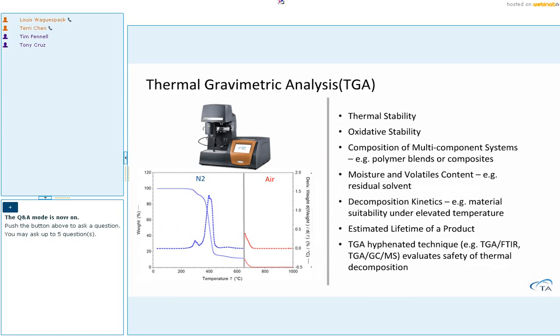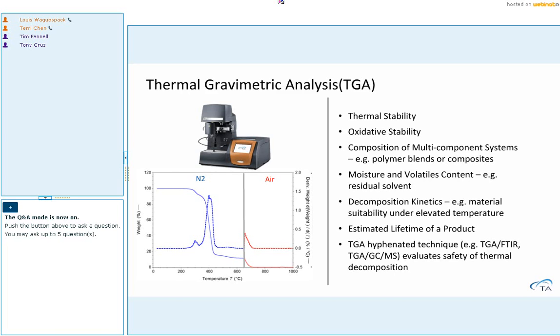The other thermal analysis instrument I would like to introduce and discuss today is thermogravimetric analysis. People also call that the TGA instrument. The fundamental application of this instrument is to study the thermal stability of a sample.